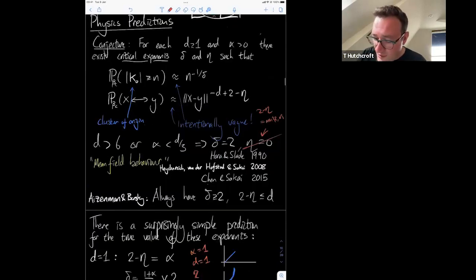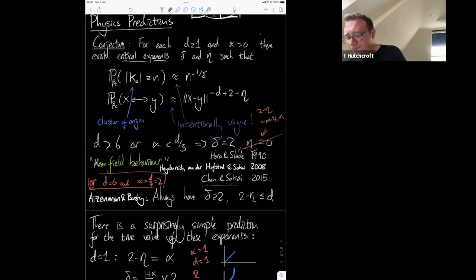It turns out that if d is equal to 6 and alpha is 2, which is d/3, even though this is a boundary case, an interesting thing happens where it actually has exactly mean field behavior, even on the boundary. This is quite different, and it was studied by Chen and Sakai.